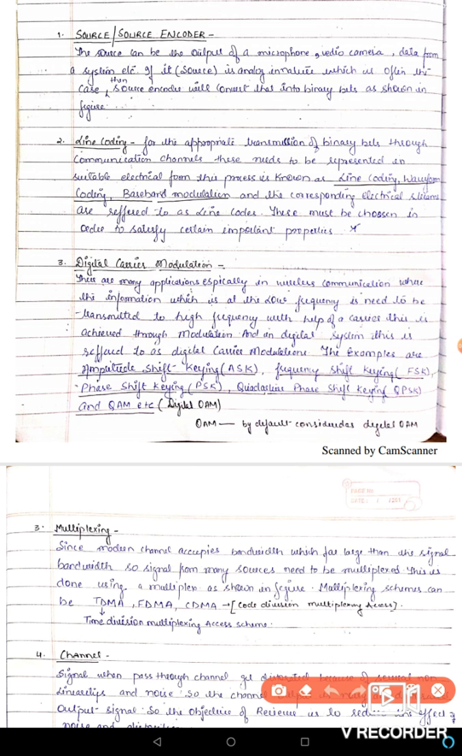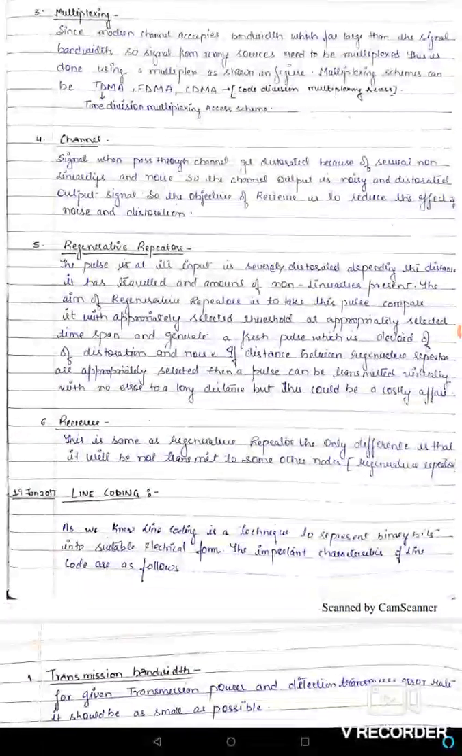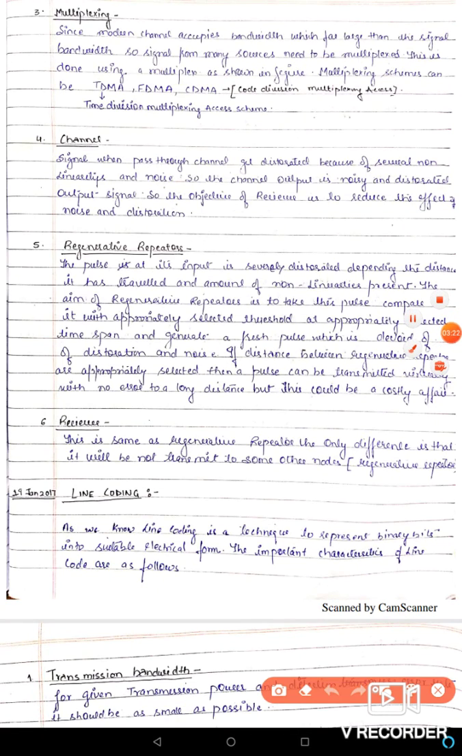So as explained, these are the elements of a digital communication system: source encoder, line coding, digital carrier modulation, multiplexing, channel, regenerative repeater, receiver and so on. Now let us come to the line coding scheme. It is an important part of digital modulation technique because the bits which are to be converted into electrical form must have certain properties.